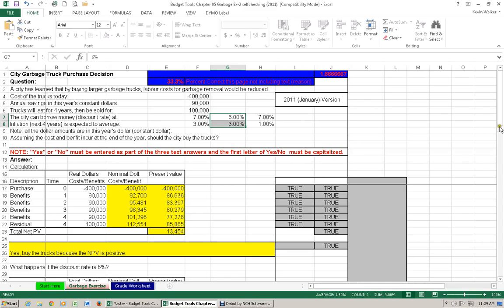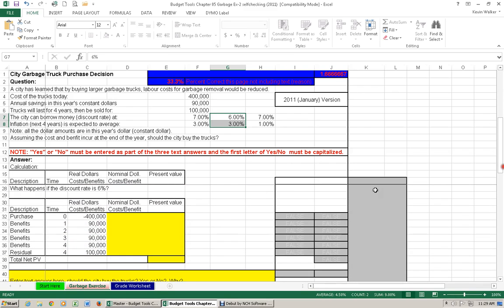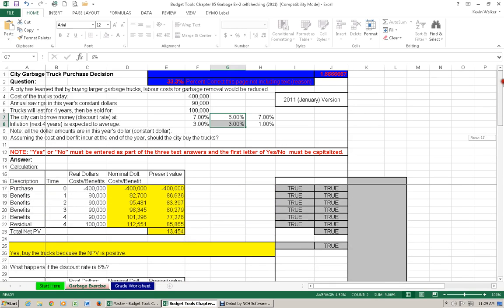You'll do the calculations in this part of the spreadsheet. Is it positive? Is it negative? It just depends what your dollar margin is. As long as it's positive, it's a good deal.